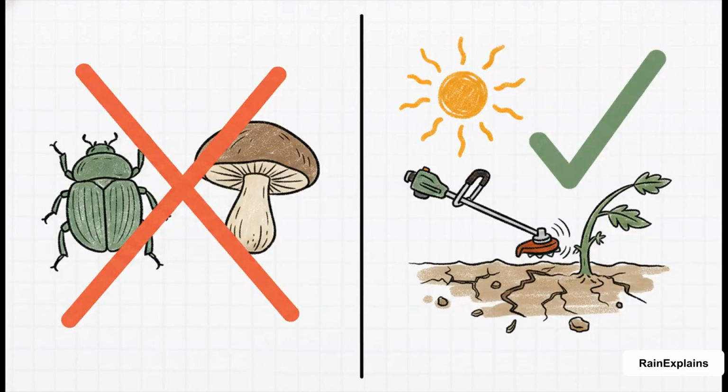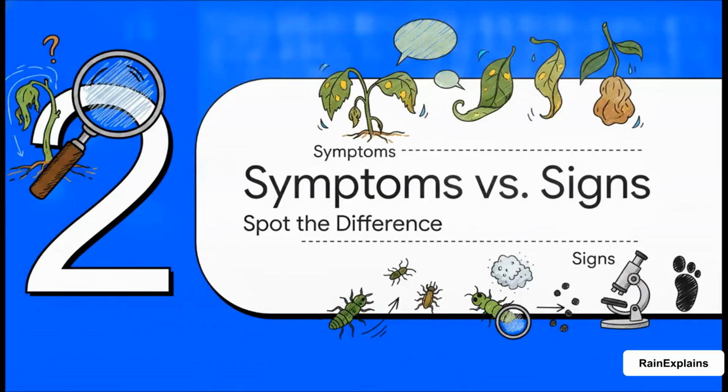I know, it's super tempting to blame a creepy bug or some weird fungus, but honestly, most of the time, the stressor is entirely environmental. We're talking about things like drought, extreme temperature swings, mechanical damage from a weed whacker, or, as we'll see very shortly, the soil itself.